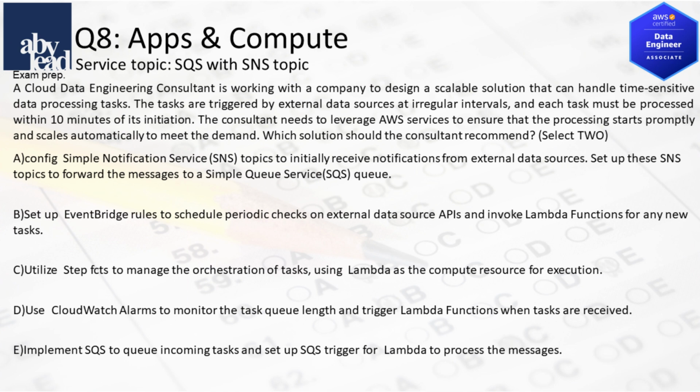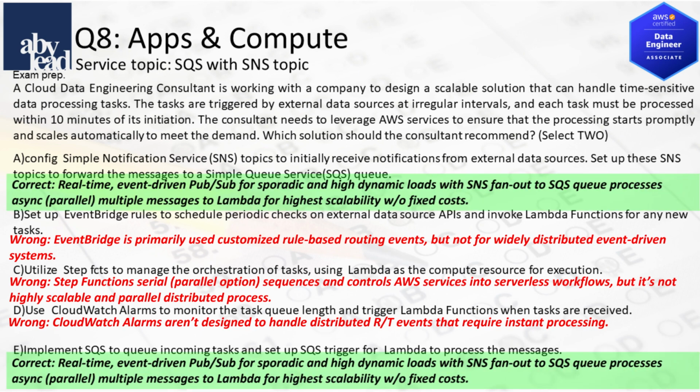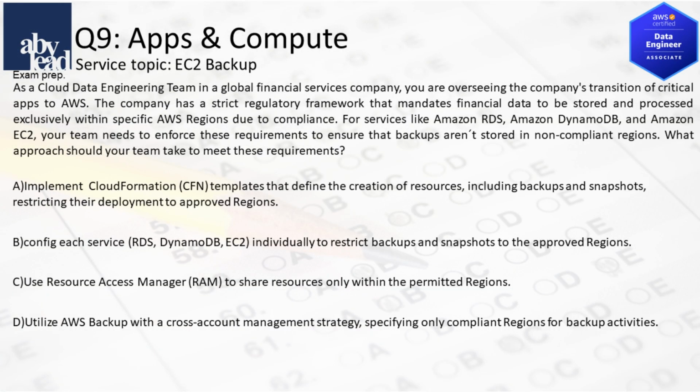Question 8. How do you realize an auto-scalable 10-minute lasting data processing task with infrequent triggering? It's not a good idea to handle real-time events with CloudWatch alarms, and EventBridge is suboptimal for on-demand events. Besides, Step Functions isn't highly scalable. You best apply SNS fanout to SQS queue with parallel messaging for sporadic and high dynamic loads to Lambda without fixed costs.